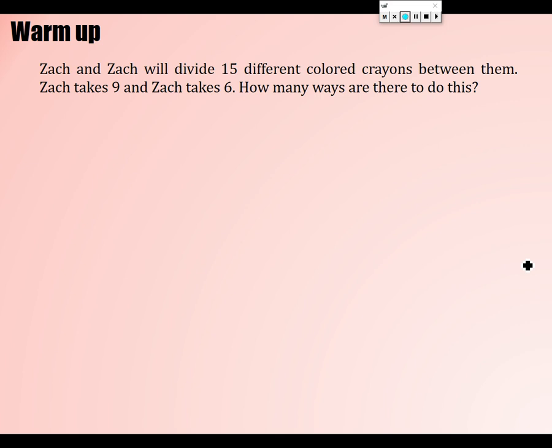Does not anyone want to contribute at all? Oh, Katie, I didn't see you there. Go ahead. 15 choose 9 and 15 choose 6 are the same thing. Oh, really? Because, for example, we have 15 choose 1 and 15 choose 14 are the exact same. They both have the total numbers and are the exact same. Katie, I'm so tremendously proud of you.